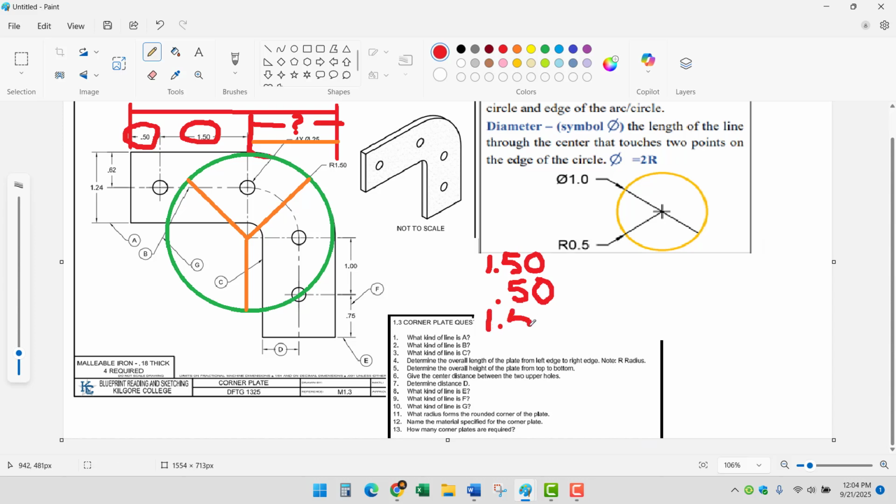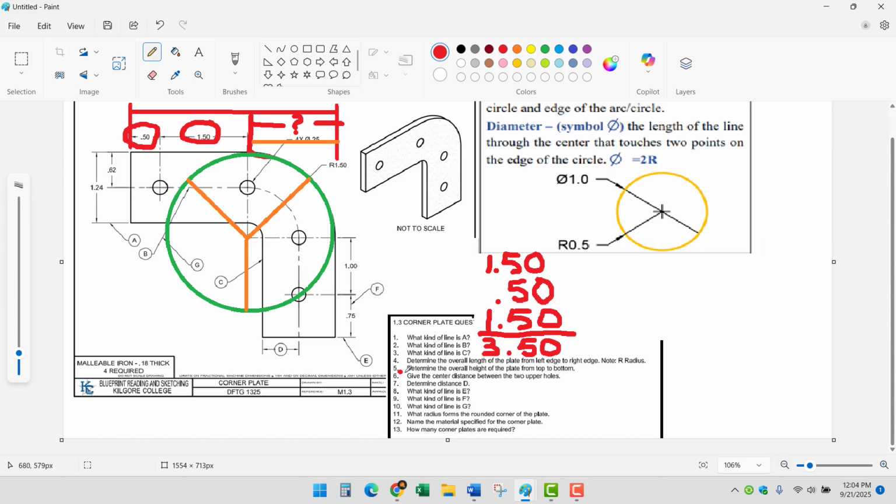So if I take 1.5 plus 0.5 plus the 1.5, that gives me a total of 3.5. So your answer for number 4 will be 3.50 or 3.5.